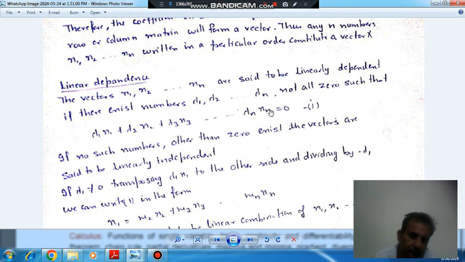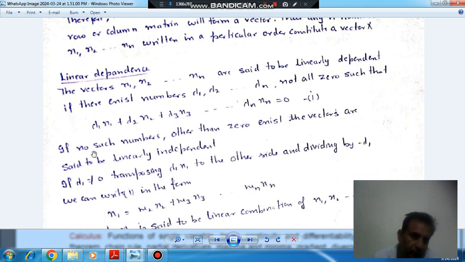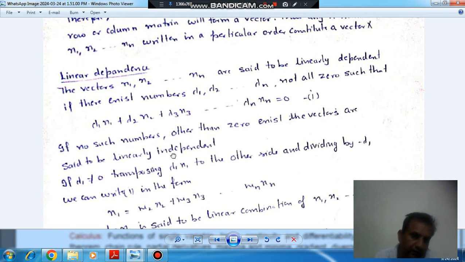So this is the linear equation. Lambda 1, lambda 2, lambda 3 up to lambda n may be zero except one or two or three, but there will be at least one non-zero element. If no such set other than all zeros exists, the vectors are said to be linearly independent. If all of lambda 1, lambda 2, lambda 3 are 0, then it is linearly independent. For it to be linearly dependent, one of them should be non-zero.